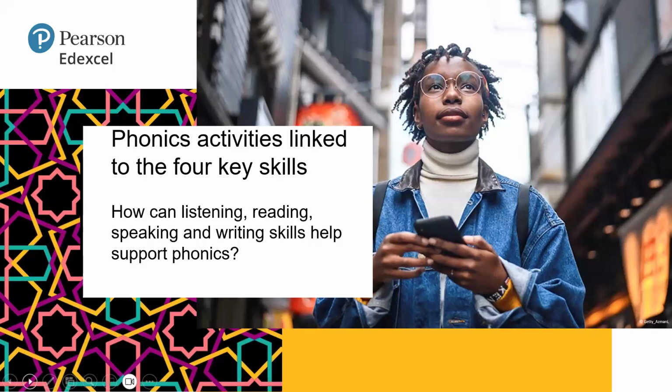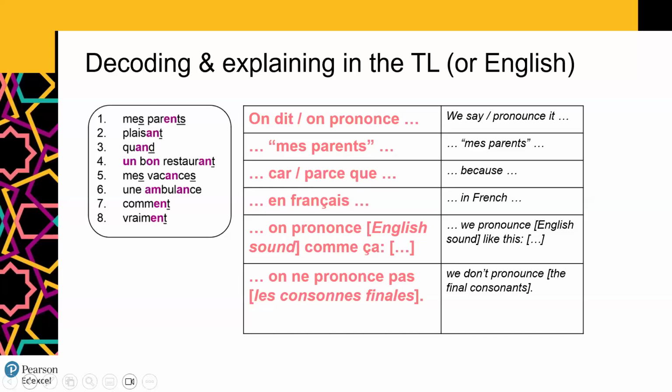Okay, so here we've looked at some discrete activities because they're standalone, but let's have a think about how we could use phonics activities linked to the 4 key skills. So looking at listening, reading, speaking, and writing. Again, just to make sure we try to incorporate the phonics in our teaching. So for example, in speaking, we try to get target language as often as possible. So here we could teach them some key phrases in the target language to explain to us why a particular word is pronounced a particular way.